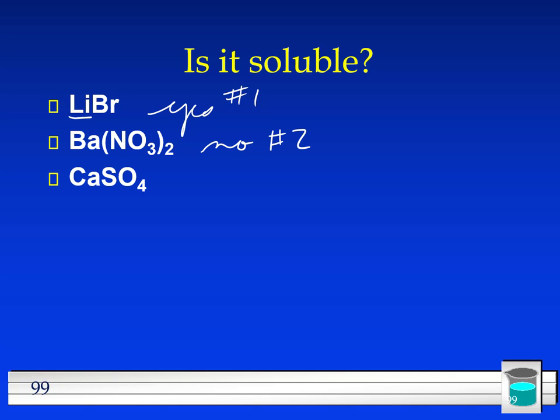CaSO4. Is Ca an alkali metal? It's alkaline earth, isn't it? Okay, so then we've got to look at SO4. What does it say about sulfates? Sulfates are soluble except if they're with the listed ions. Is calcium on the list? No, calcium's not on the list. So we go with the first half. It's soluble, right?